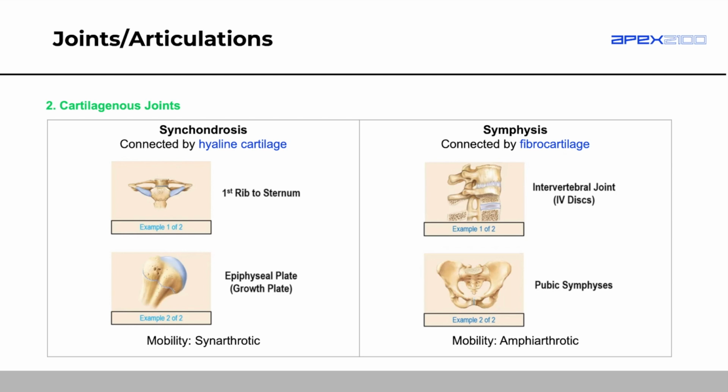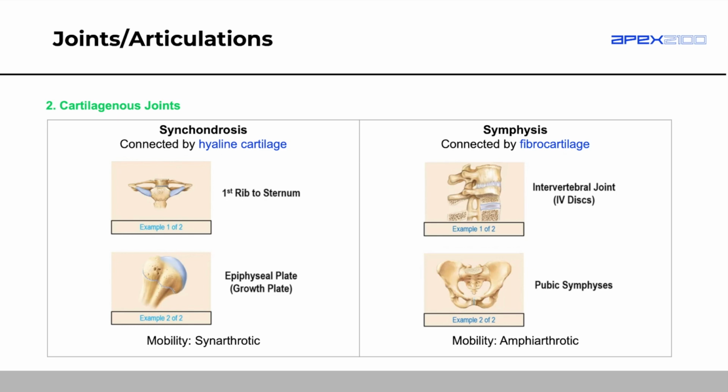And then also the growth plate, that epiphyseal line that we saw earlier, is actually a cartilaginous joint. And if you think about the growth plate or the epiphyseal line, you can't move the top of a bone off of the shaft, right? So it makes sense that the mobility is synarthrotic. And these are the only 2 examples in the body of synchondrosis joints.